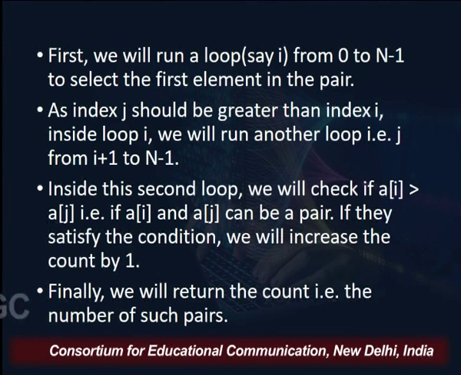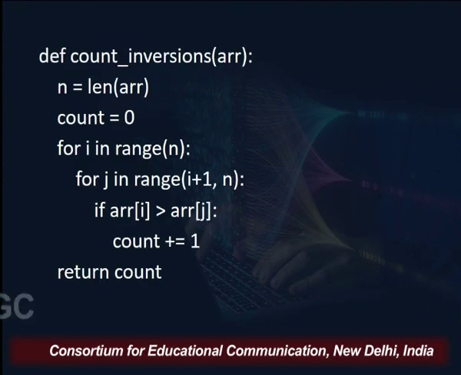We will run a loop from 0 to n minus 1, selecting an element in the pair; index j should be greater than index i inside the loop. We will run another loop, that is j from i plus 1 to n minus 1, and if within this second loop we encounter an inversion, we increase the count of the inversions by 1. Here is a pseudo code which explains this method.